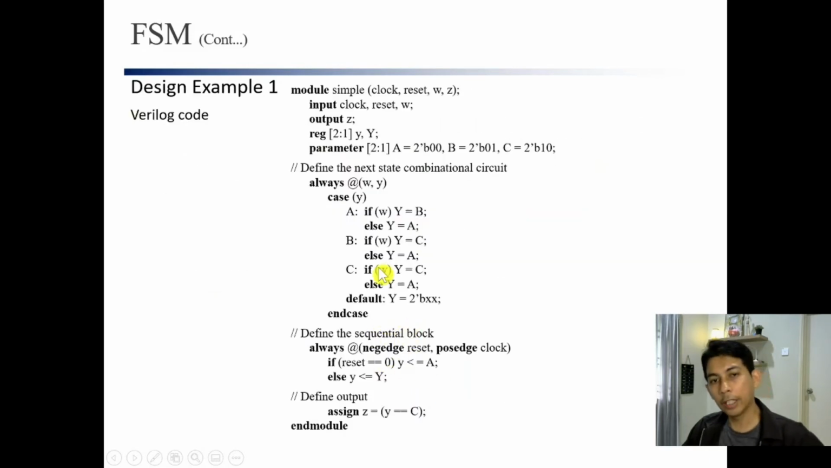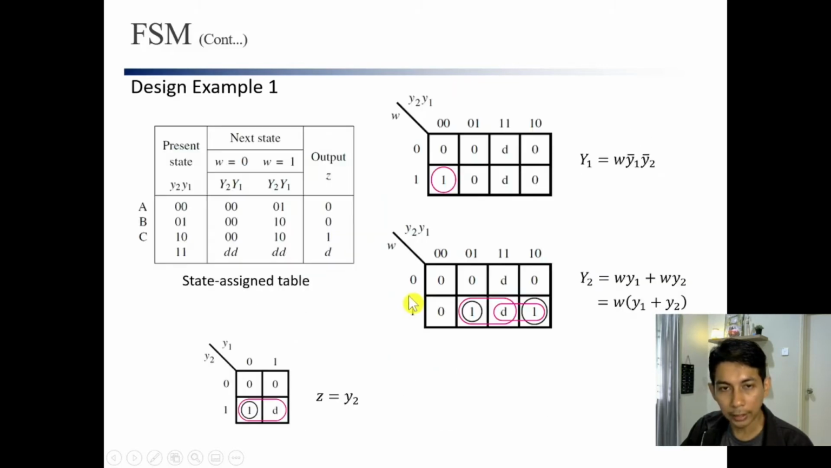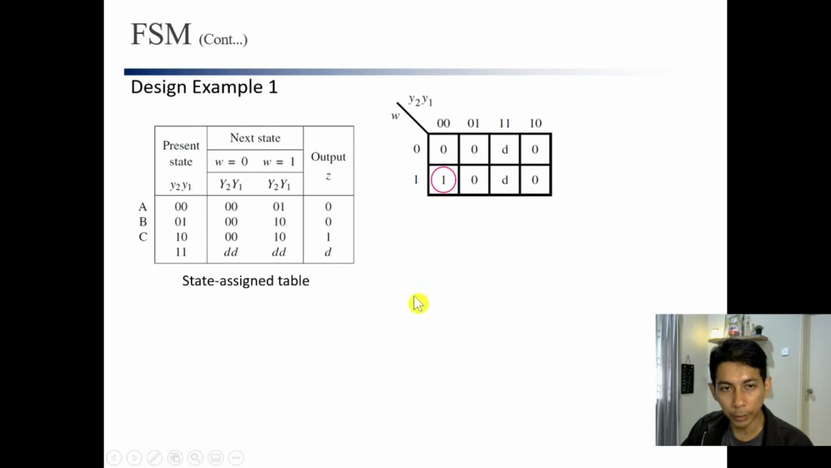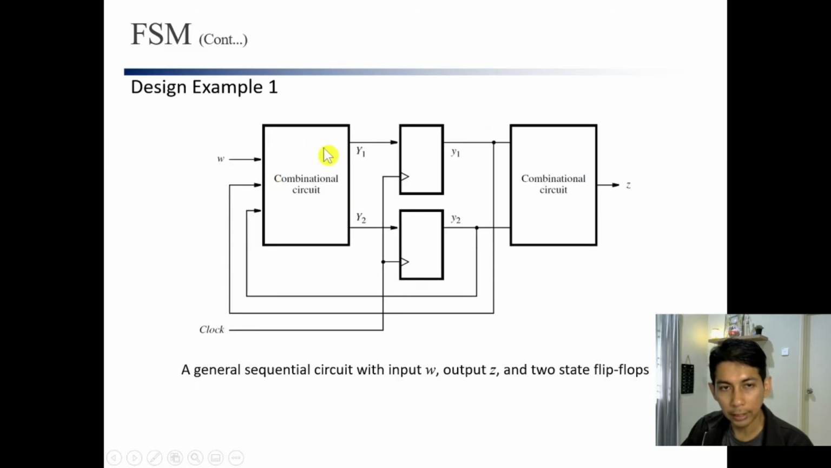And now you can define the combinational circuit for the next state. So where is the next state combinational circuit? It should be the first one here. See? All right. So how to do this?